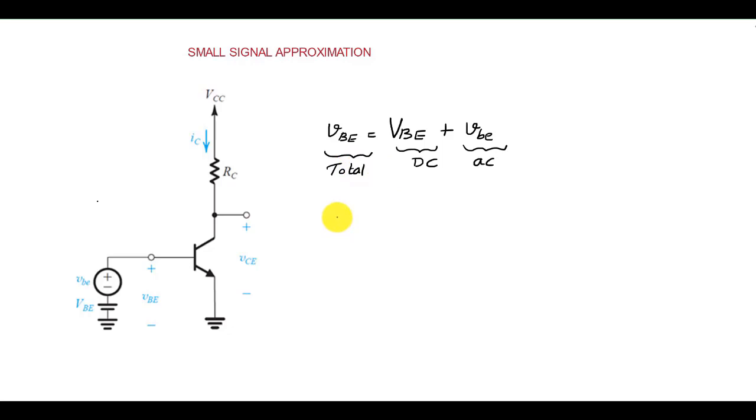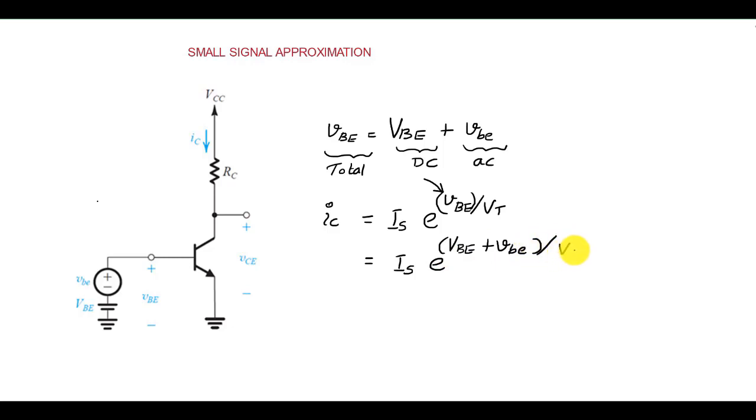Because of this input voltage, we will have a collector current iC, and we know that iC is equal to IS e power vBE divided by VT. We can replace this vBE using the equation here. So iC becomes IS e power (VBE plus the AC part vbe) divided by VT.